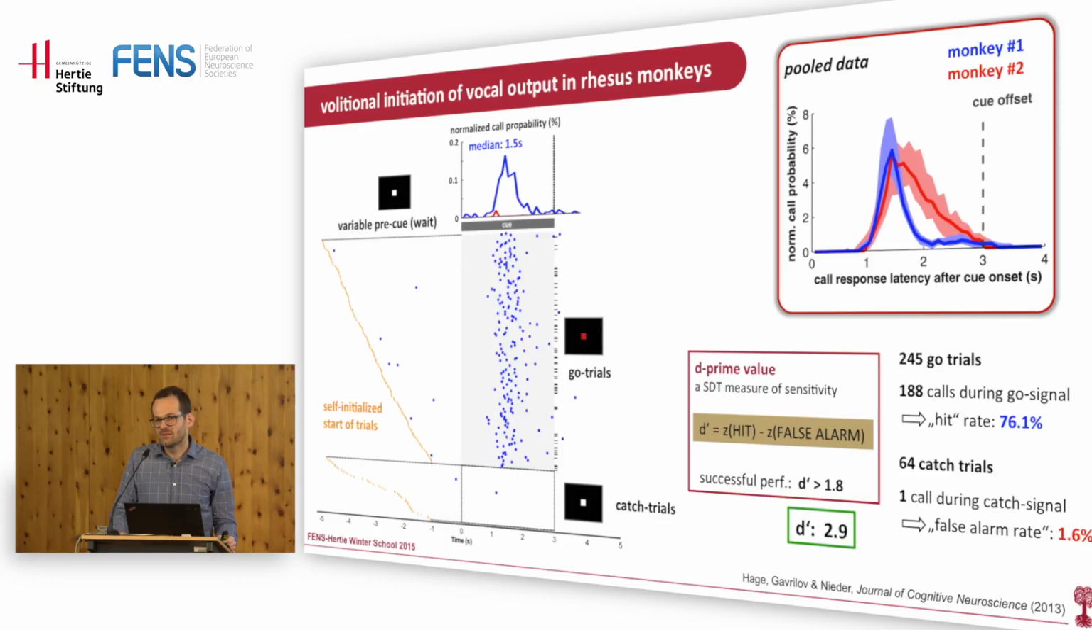Okay, and now again the question: is this volitional call initiation, or could it be something else? I would say this is more volitional call initiation because it's an arbitrary cue, a light, and also you train the monkeys to do two different call types. So this would speak against a spontaneous call reaction.